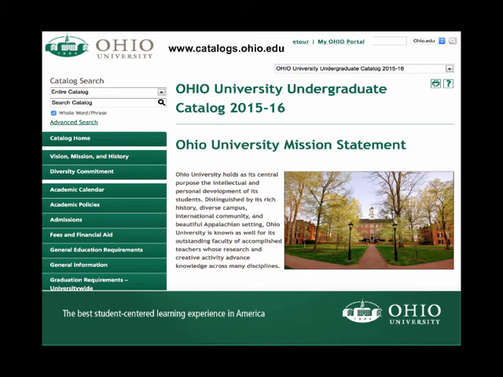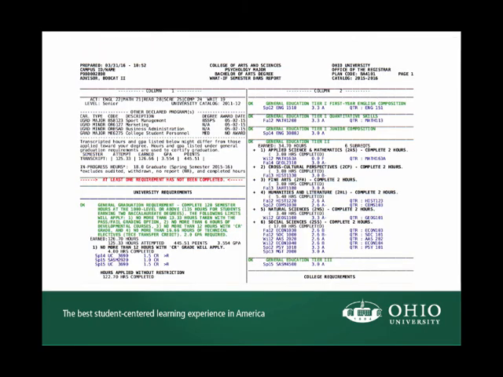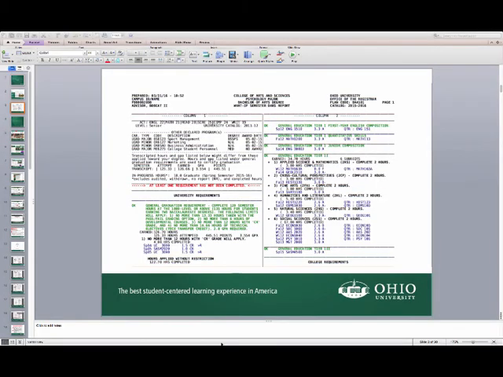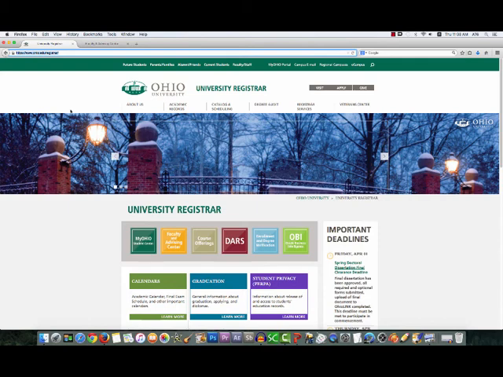The DARS can be seen as a checklist for graduation requirements. At first glance, a DARS can seem overwhelming. However, after looking through it and breaking the DARS into sections, it can be better understood. Now, let's take a look at a sample DARS to best understand how to read it.